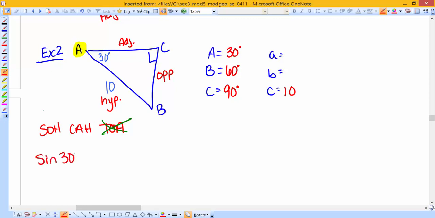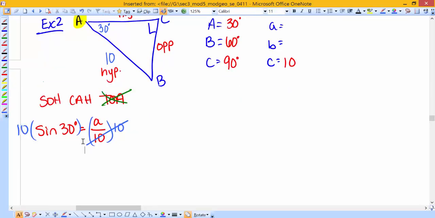Sine of 30 degrees equals opposite, that's what I'm looking for. Opposite happens to be side A, so I'm going to use A. And my hypotenuse is 10. Oh, well, this is nice. I just need to multiply both sides by 10 in order to get rid of my fraction. So that's gone. So little a will equal 10 times the sine of 30 degrees.